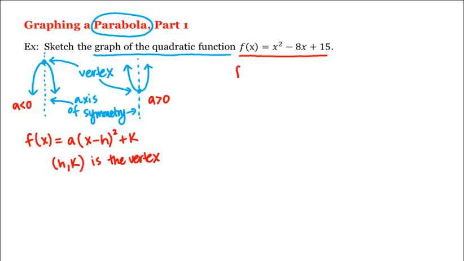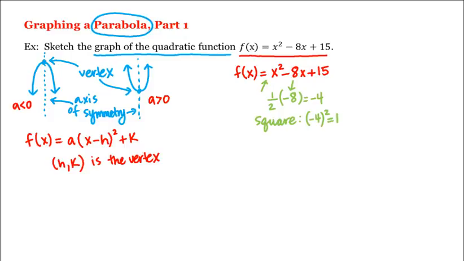So let's do that. We have f of x is equal to x squared minus 8x plus 15. Now remember that the first step in completing the square is to make sure that the coefficient of the square term is 1, which it is here. And then we take 1/2 the coefficient of x, which in this case is negative 8, which gives us negative 4. And then we square this number. So negative 4 squared is 16. And then we add and subtract this number.